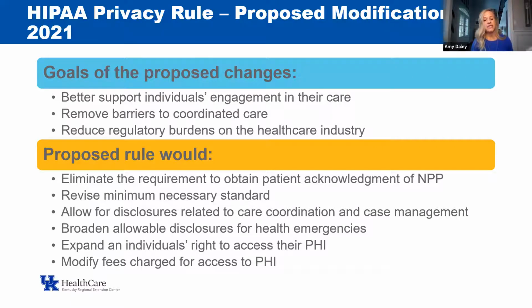Then the rule would expand an individual's right to access their PHI. And again, I think this comes a lot from these notices that we're seeing and the complaints that have been settled surrounding rights to access their PHI. So just a little bit of information on that. This proposed rule would strengthen an individual's rights to inspect their PHI in person.